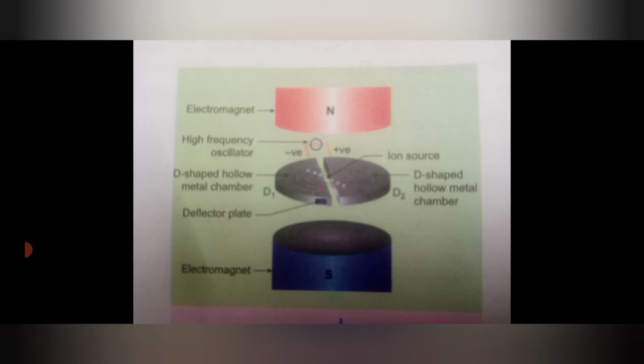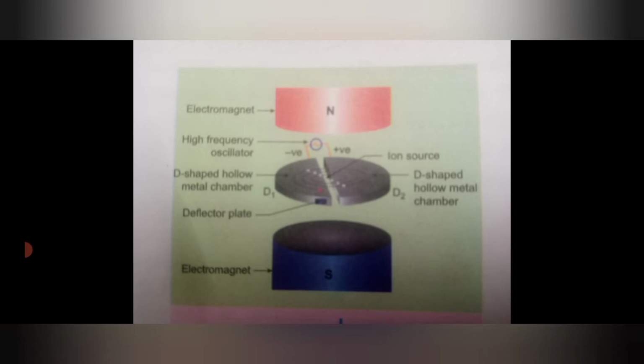At the center of the Ds the ion source is used, and a high frequency oscillator is also connected to the positive and negative terminals of the two Ds, and also the deflector plate, that is the target. When the ion particle accelerates and comes and hits the target, that shows the deflector plate. So this is the construction, what are the parts which are used in this cyclotron.